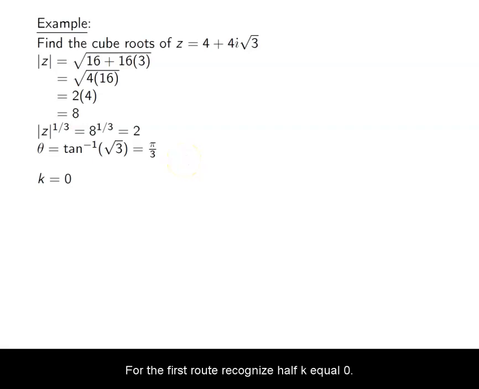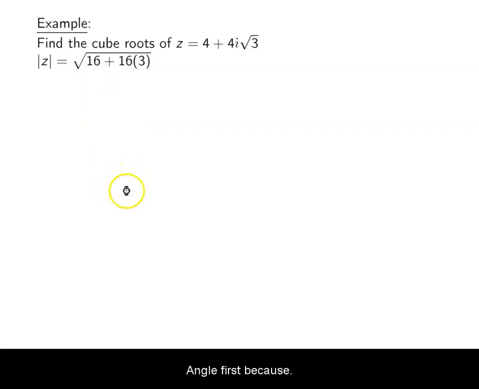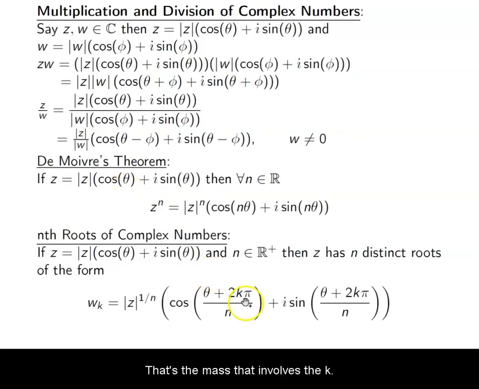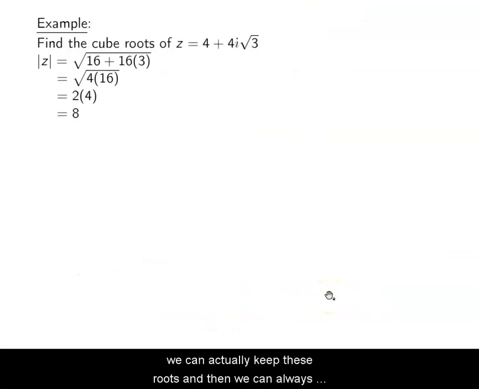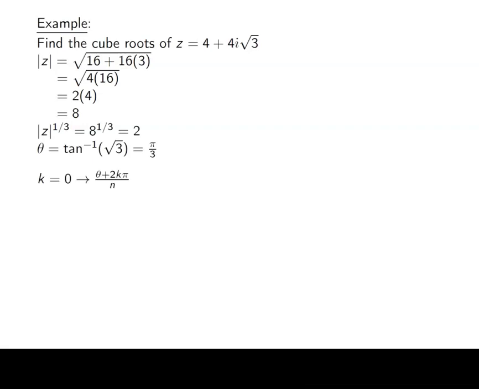For the first root, we're going to have k equals 0. We're going to call this value w0. If we just look at the angle first, because that's the math that involves the k, this interior angle, we'll look at this each time we progress through, and then we just plug that into the cosine, but not actually evaluate. We're going to keep these roots in their polar form. We can always put them into their complex form if we need to as well.